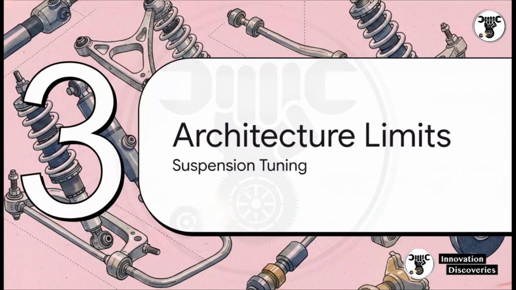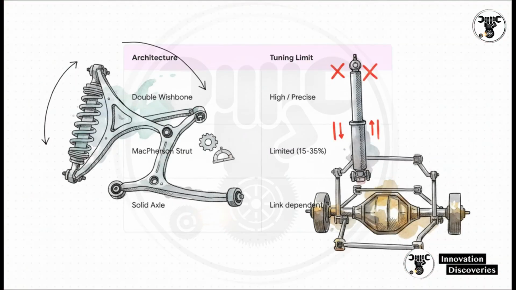Okay, on to Section 3. Suspension architecture tuning limits. So you've got your angle, but can you actually change it? Well, that depends entirely on what the factory engineers decided to give you to work with. Take a look at the massive difference in tuning freedom between these setups. Double wishbone? It's the absolute gold standard. It gives you precise, totally independent control over both the upper and lower arm angles, which means you can place your SVIC practically anywhere you want.